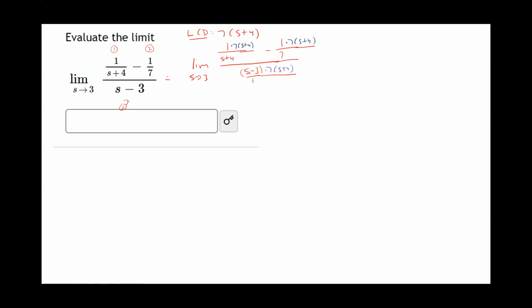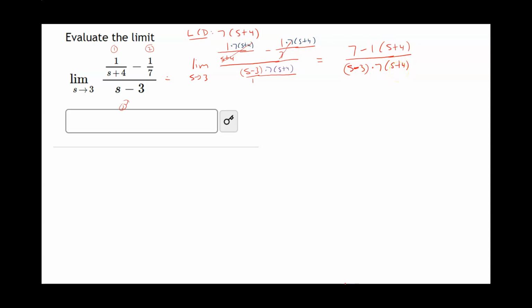Step 2 is the whole reason we're doing this: now we can start simplifying. So what's going to happen is the s plus 4 and s plus 4, they divide to 1. So the 1 times 7 just becomes 7. Okay, then we have the 7 and 7, those are going to divide to 1. So we have minus 1 times s plus 4. Now don't rush. Remember that there's a negative sign, and that negative sign is attached to the 1. So it's a minus 1 times s plus 4. In the denominator, we have s minus 3 times 7 times s plus 4. And let's leave the denominator the way it is.